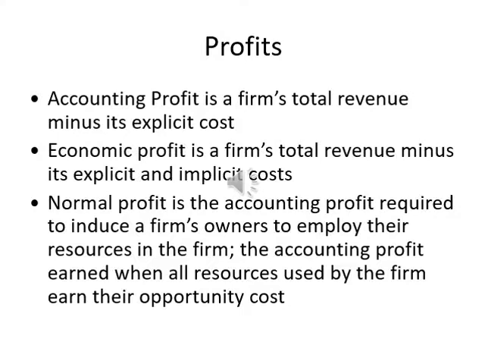Consider profits. Accounting profit is a firm's total revenue minus its explicit cost. Economic profit is a firm's total revenue minus its explicit and implicit costs. Normal profit is the accounting profit required to induce a firm's owners to employ their resources in the firm, the accounting profit earned when all resources used by the firm earn their opportunity cost.